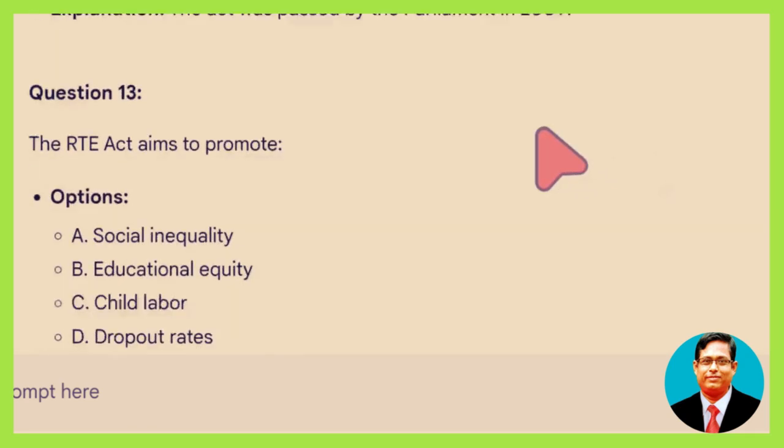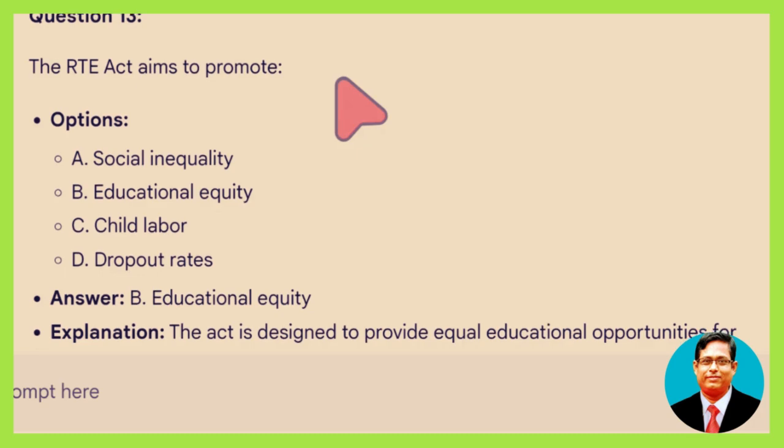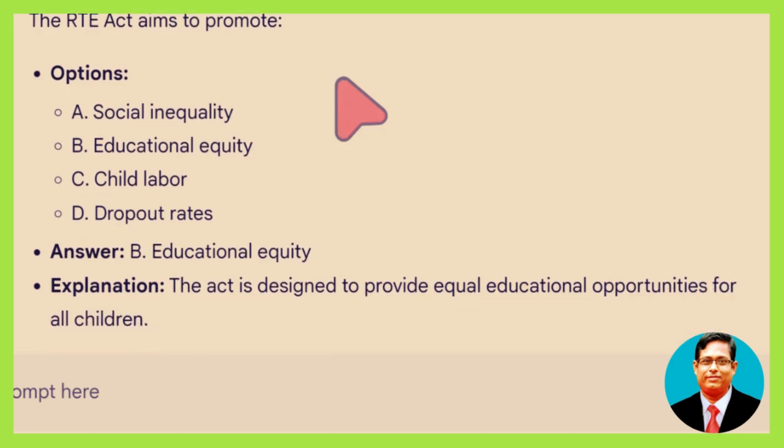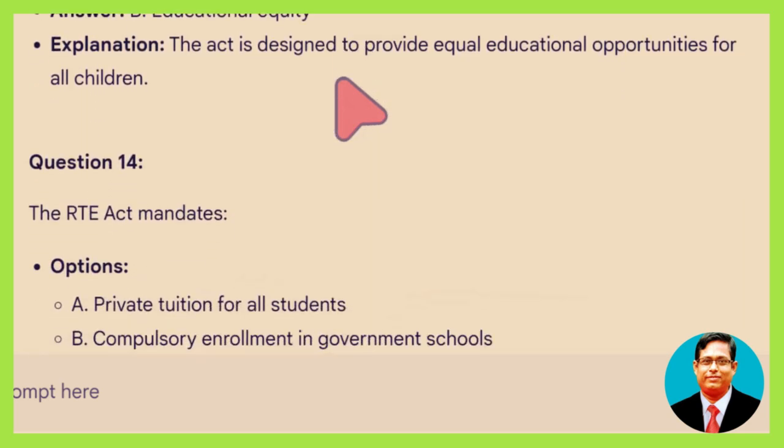Question 13. The RTE Act aims to promote. Options. A. Social inequality. B. Educational equity. C. Child labor. D. Dropout rates. Answer. B. Educational equity. Explanation. The Act is designed to provide equal educational opportunities for all children.